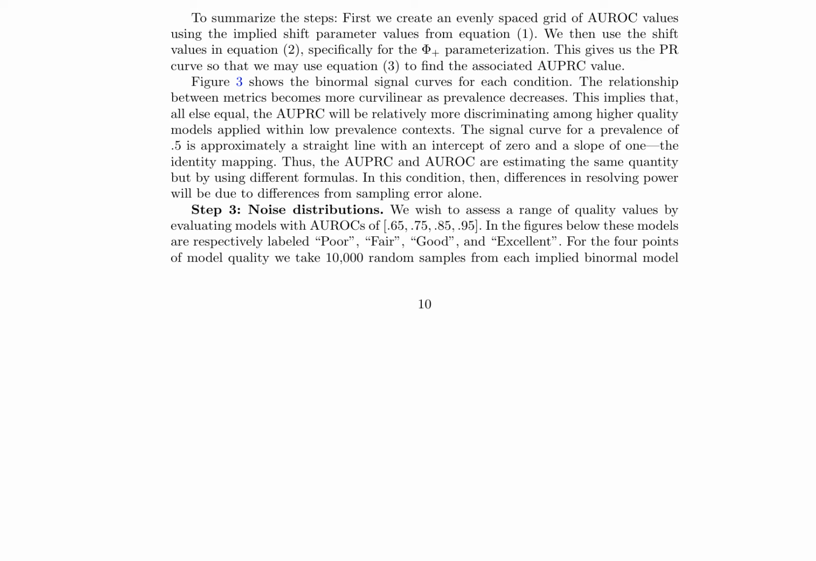The authors assess a range of quality values by evaluating models with AUROCs of 0.65, 0.75, 0.85, and 0.95, labeled as poor, fair, good, and excellent, respectively. For each of these models, 10,000 random samples are taken from each implied binormal model, facilitating a comprehensive analysis of the relationship between AUROC and AUPRC.